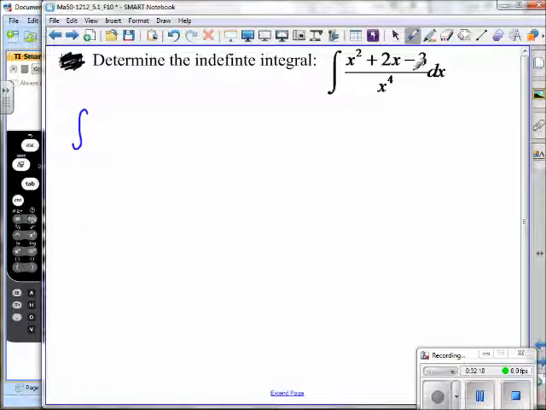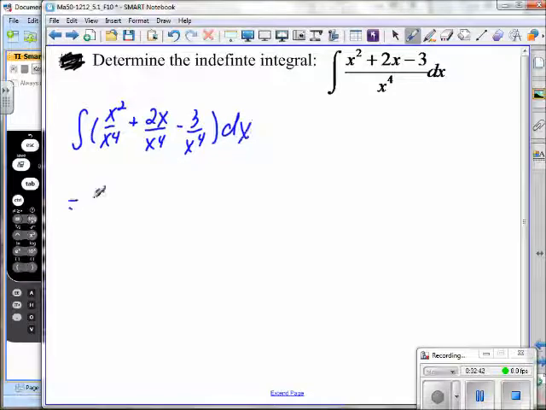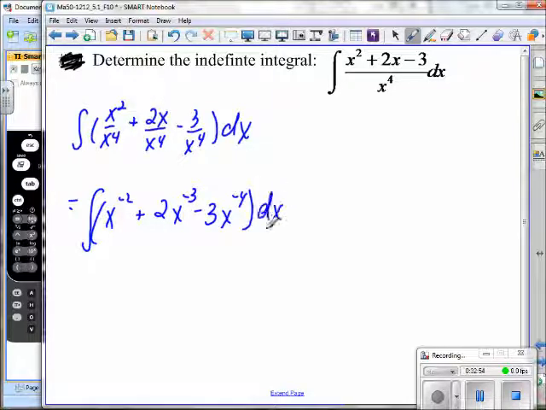So instead of seeing this as a quotient, let's instead write this as x squared, I'll put a couple steps in here, x squared divided by x to the fourth plus 2x divided by x to the fourth minus 3 divided by x to the fourth. Those don't look like exponents, but they are. dx, which would give us the indefinite integral of x to the negative 2 plus 2x to the negative 3 minus 3x to the negative 4 dx.